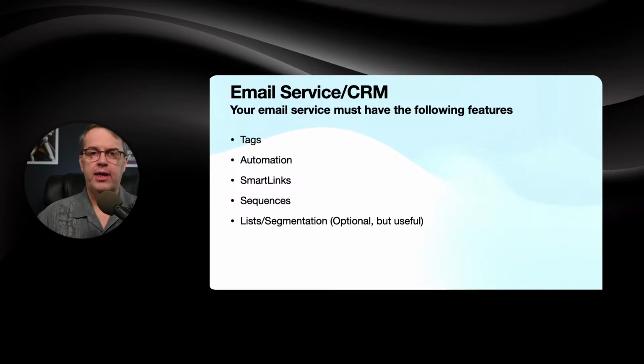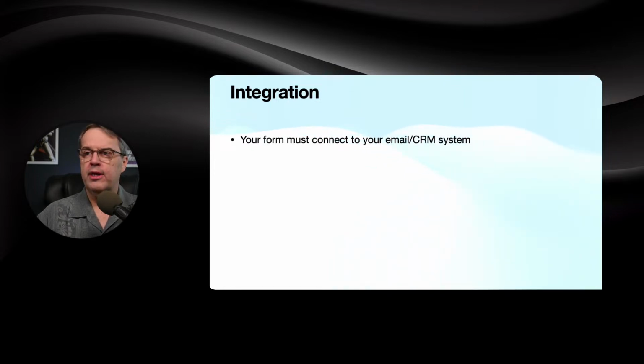You can take care of the same thing using tags, but lists kind of make things a little bit easier to work with. All right, the next thing you need to worry about is integration. And there's a few integration points to consider. So obviously, if you have an email opt-in form, it has to connect to your email system, your CRM.